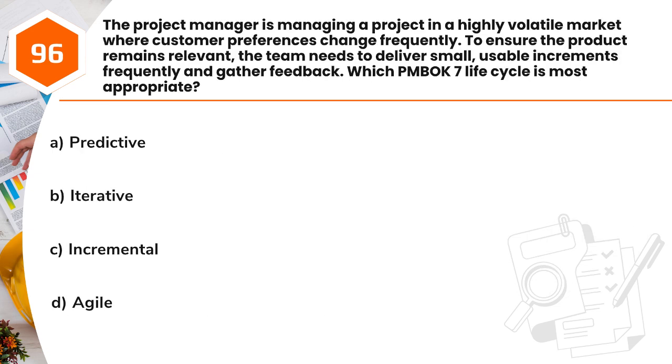Question 96. The project manager is managing a project in a highly volatile market where customer preferences change frequently. To ensure the product remains relevant, the team needs to deliver small, usable increments frequently and gather feedback. Which PMBOK 7 life cycle is most appropriate? A. Predictive. B. Iterative. C. Incremental. D. Agile.